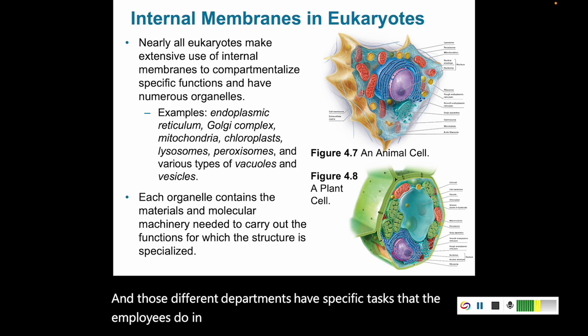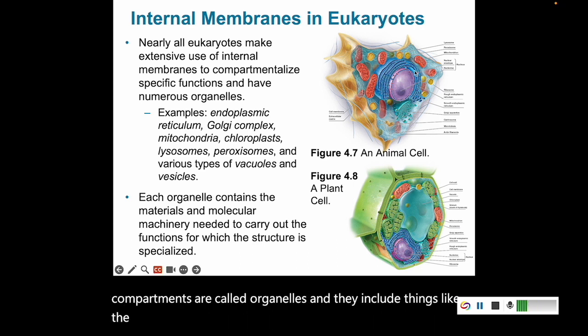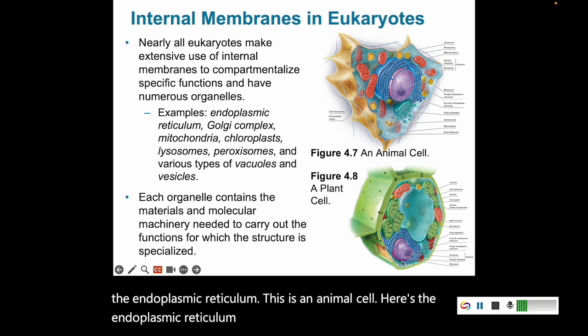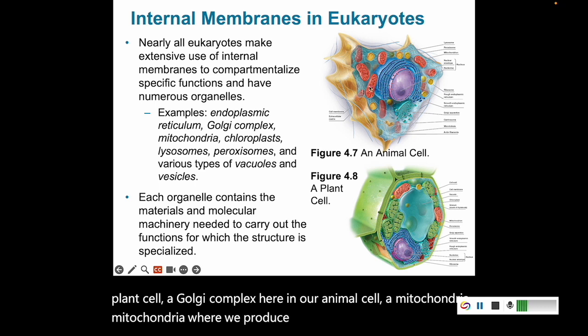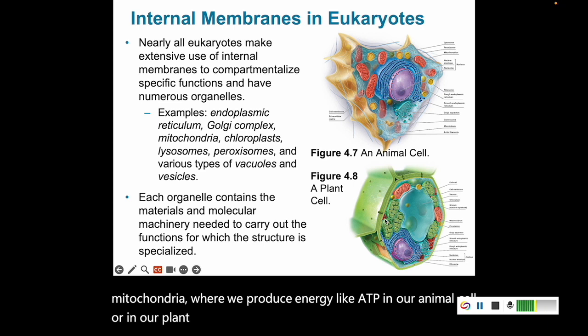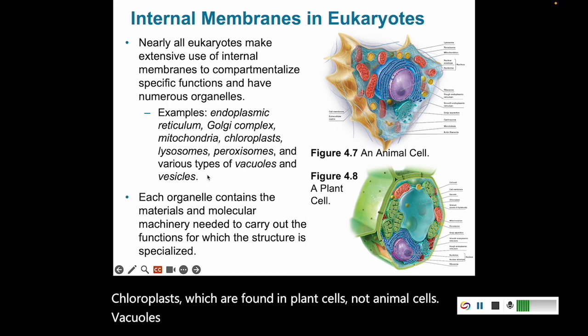Within our eukaryotic cells, those different compartments are called organelles, and they include things like the endoplasmic reticulum. This is an animal cell. Here's the endoplasmic reticulum, or an endoplasmic reticulum here in a plant cell. A Golgi complex here in our animal cell. Mitochondria. Mitochondria are where we produce energy, like ATP, in our animal cell or in our plant cell. Chloroplasts, which are found in plant cells, not animal cells. Peroxisomes, vacuoles, lysosomes, and other vesicles.